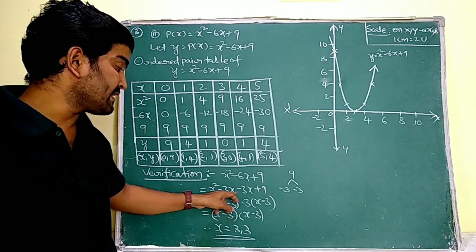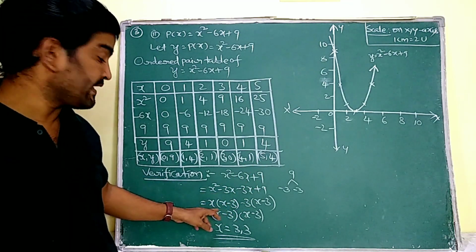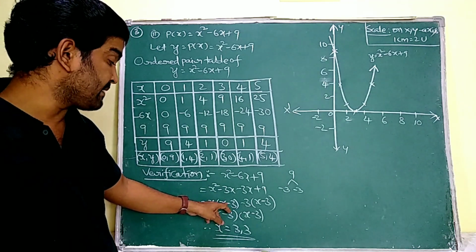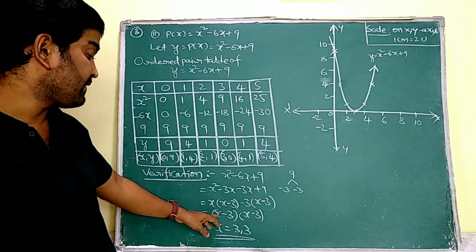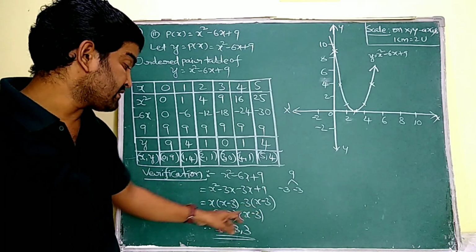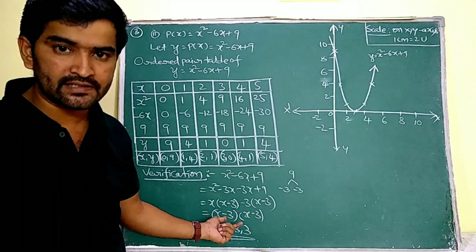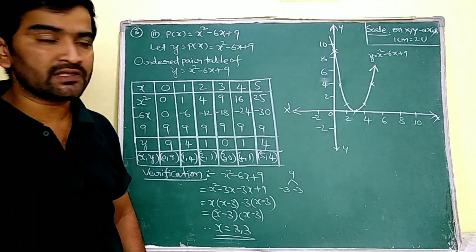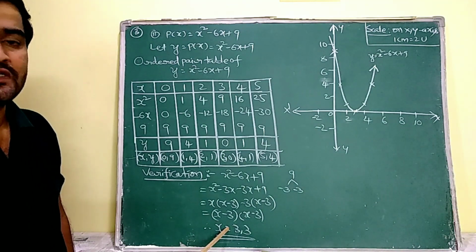So x square minus 3x minus 3x plus 9. From the first two terms, I am going to take x as common. X into x minus 3. Minus 3 into x minus 3. So from the two terms here, x minus 3 is common. Take out the x minus 3. Then it is x minus 3 into x minus 3. So x is equal to 3, 3. That means this graph has two real and equal zeros.